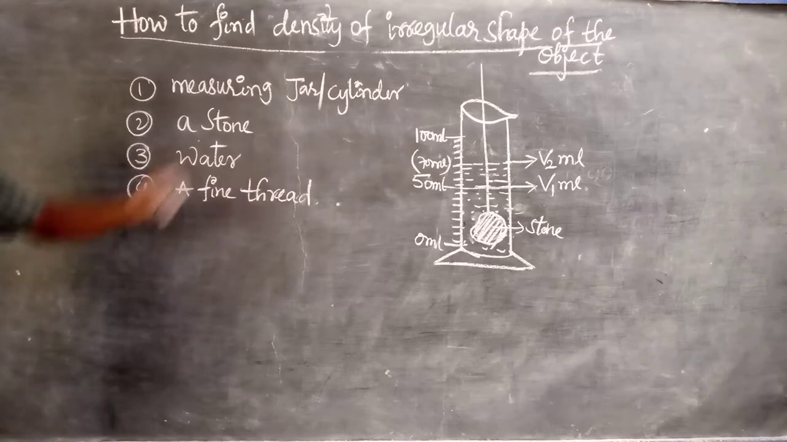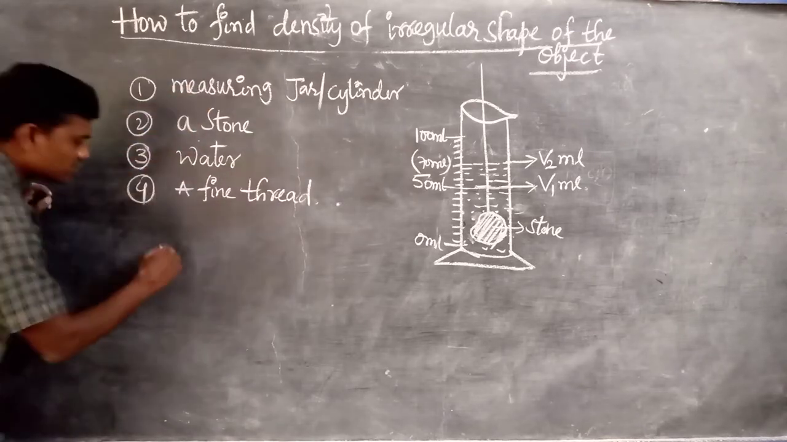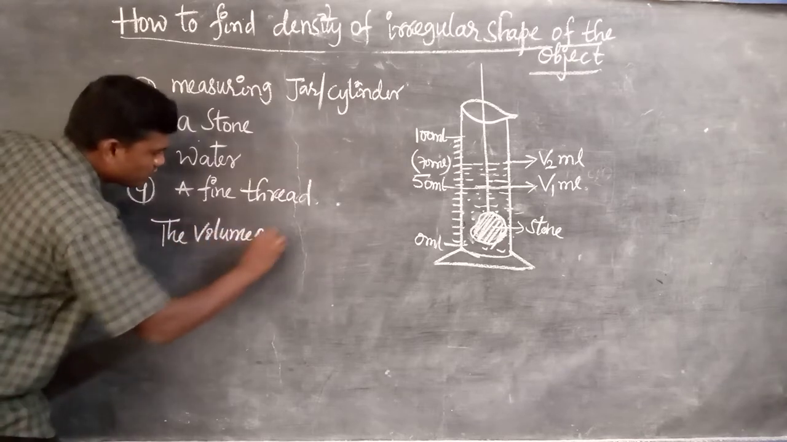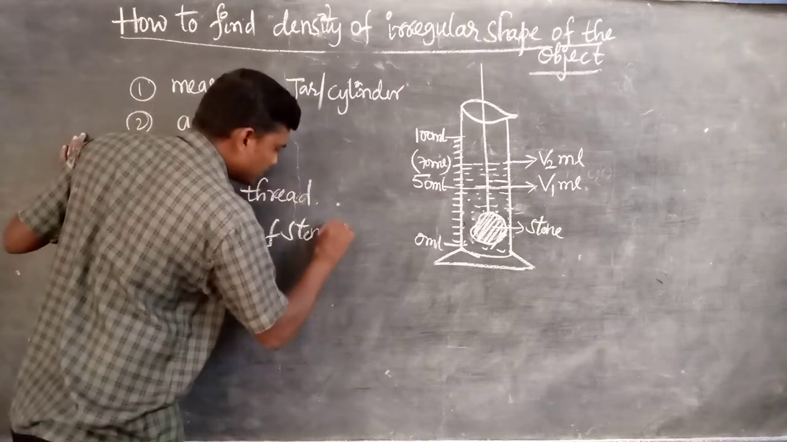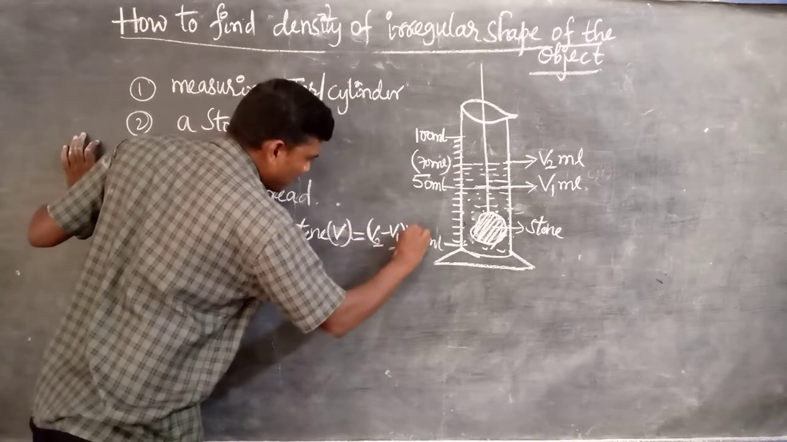So what is the difference in volume between V2 and V1? The volume of the stone is nothing but V2 minus V1 in ml. Why?